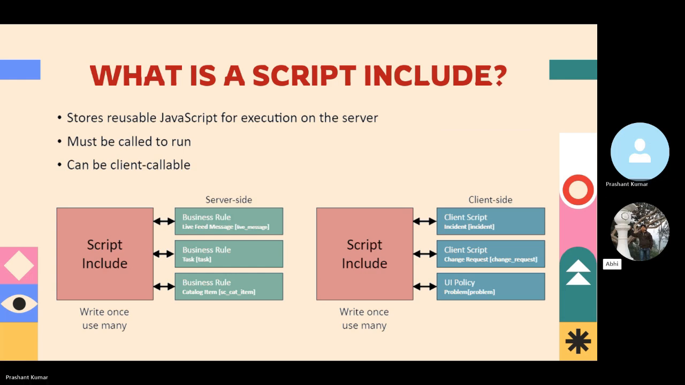So the most frequent example is, suppose we are changing the requested for user and we have to populate his manager or email ID on that form based on the user selected. At that point in time we have to call the server-side scripting. So this is the way we call the script include under a client-side script, so that we get the required output and populate it under those specific fields.